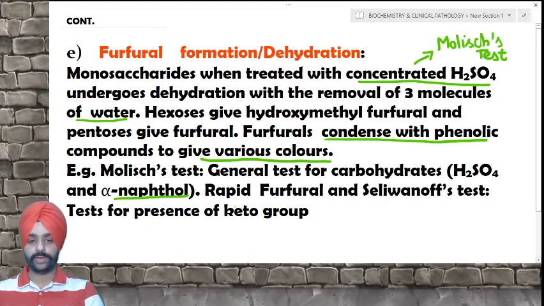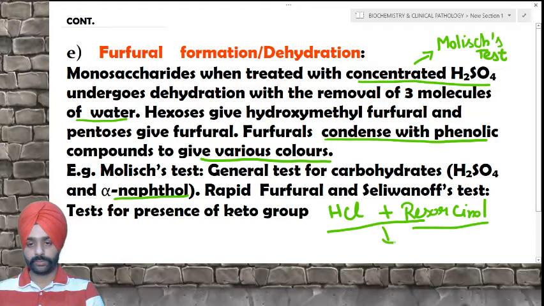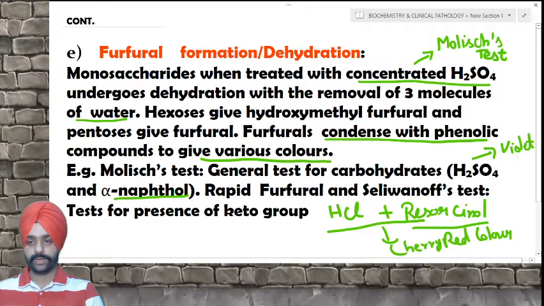And what is in case of Selivanov test? It is concentrated HCl or hydrochloric acid and addition of resorcinol, another phenolic compound, and in their presence they tend to form cherry red color. Whereas these products form violet color.